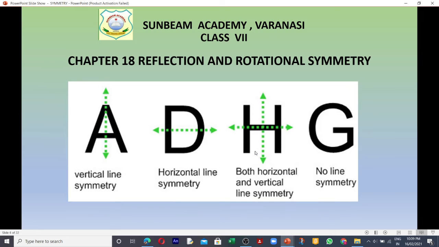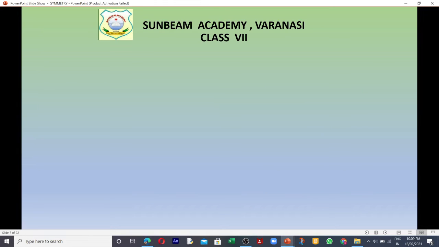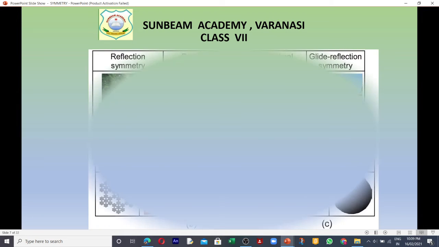Some alphabets are also there, like capital A, it has a vertical line of symmetry. D has a horizontal line of symmetry. Then H has 2 lines of symmetry, children. And G does not have any line of symmetry. You can't divide G into 2 equal halves through a line.